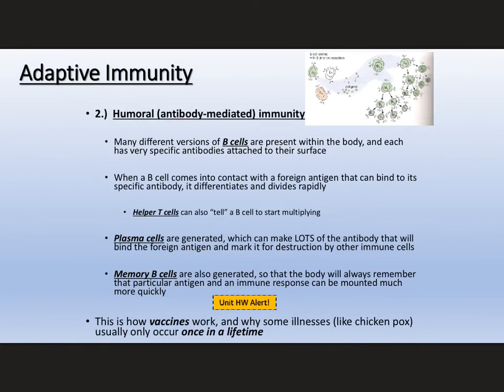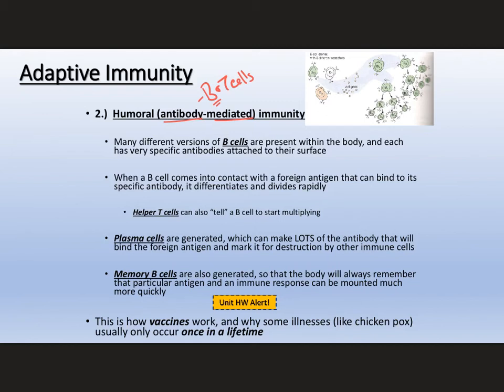Now, the second part of adaptive immunity is called your humoral immunity. Humor meaning like a fluid, right? And so sometimes this is also referred to as antibody mediated. This involves both B and T cells in a response, but the focus here is on these B cells.